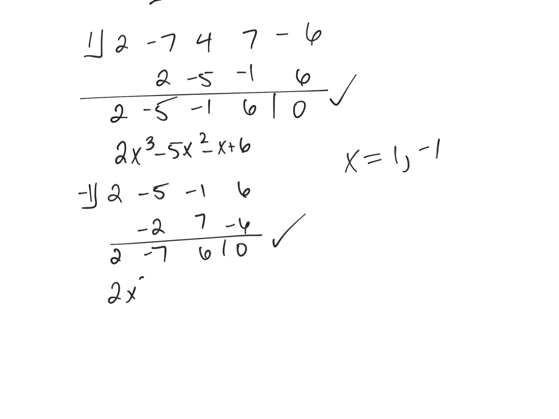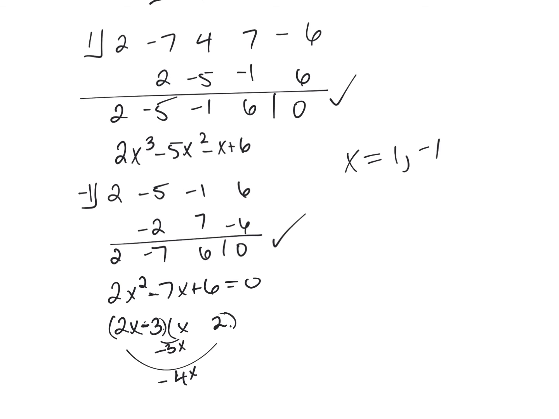Now I have 2x squared minus 7x plus 6 equals 0. And let's see if this factors. 3 and 2. That doesn't work. 3 and 2. 4 and 3. There we go. That's ugly. 3 and 2. That's 4x and 3x, negative and negative, right? The negative gives me a positive 6.